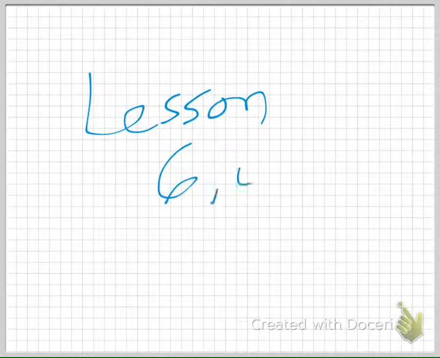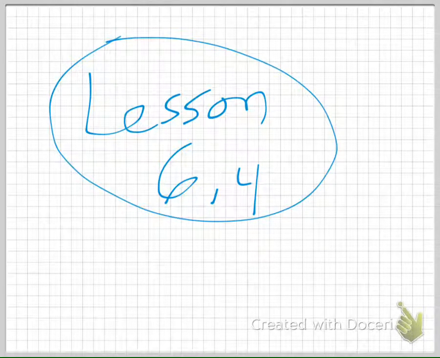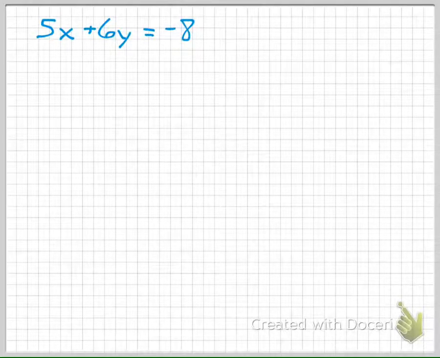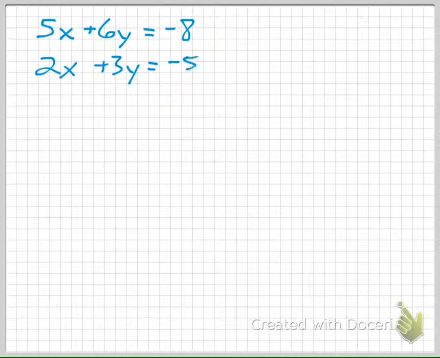All right, this is Algebra lesson 6.4, elimination using multiplication. I showed you guys how to do this at the very end of the last time we met. It's really no different than the others. You can use multiplication anytime you want to, but this is where things get ugly like this: 5x plus 6y equals negative 8, and 2x plus 3y equals negative 5.